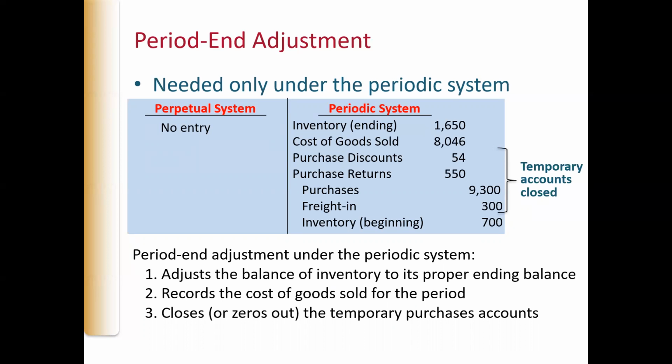We know what the ending inventory amount is. We know what the beginning inventory amount is, and the rest goes into cost of goods sold. So only under the periodic method do we handle this adjusting year-end entry. Under the perpetual method, we keep track of it as we're going along.